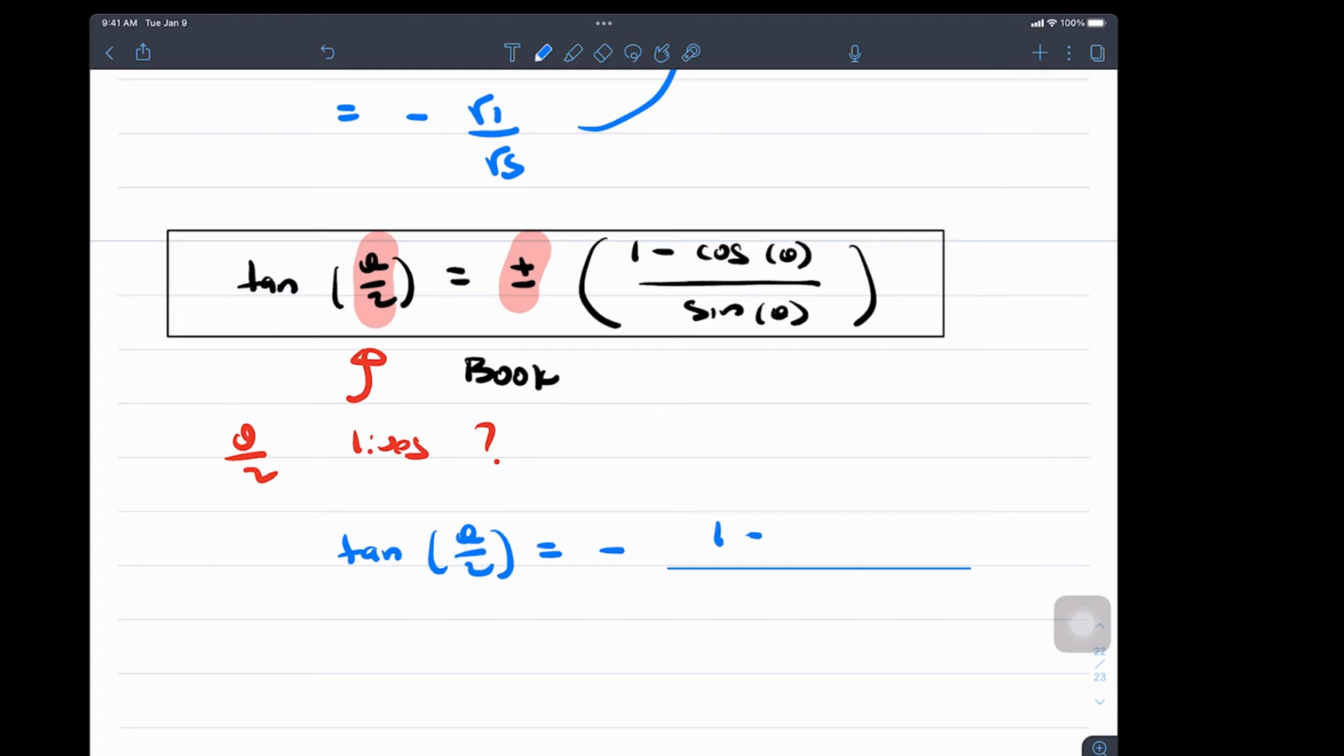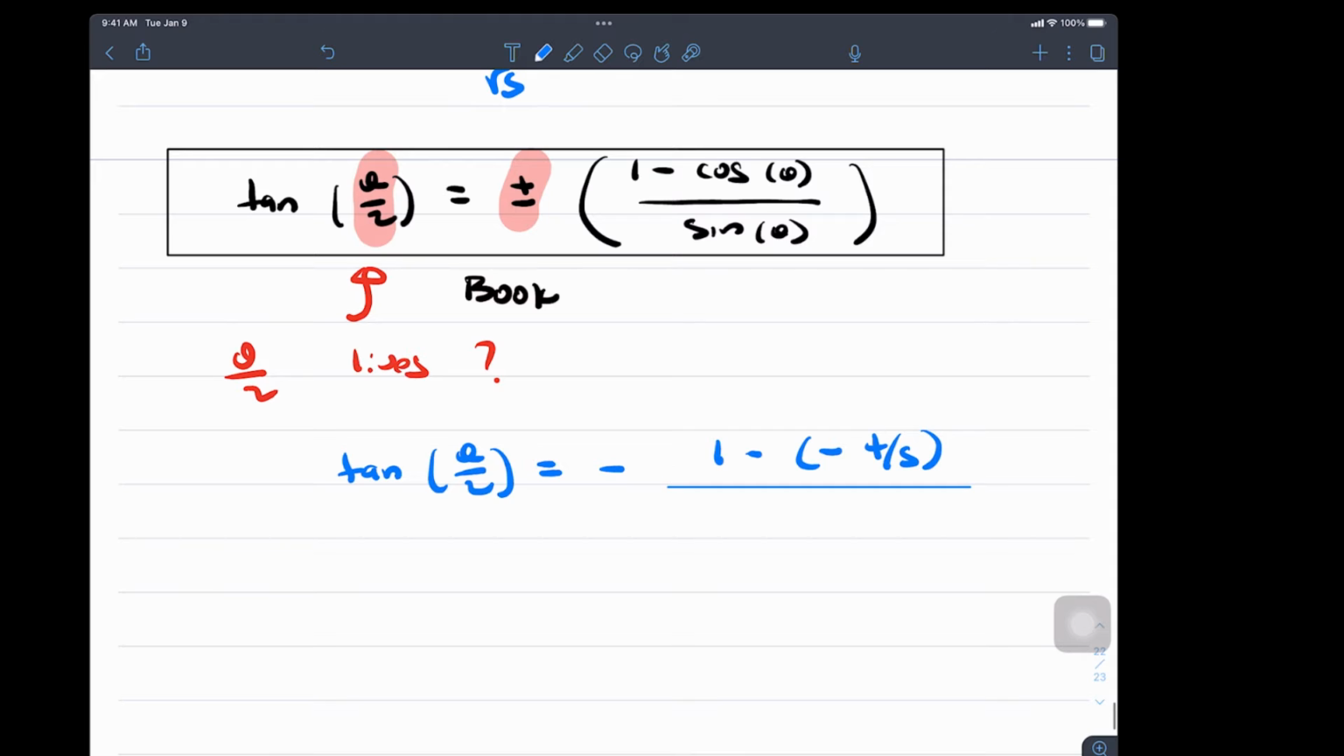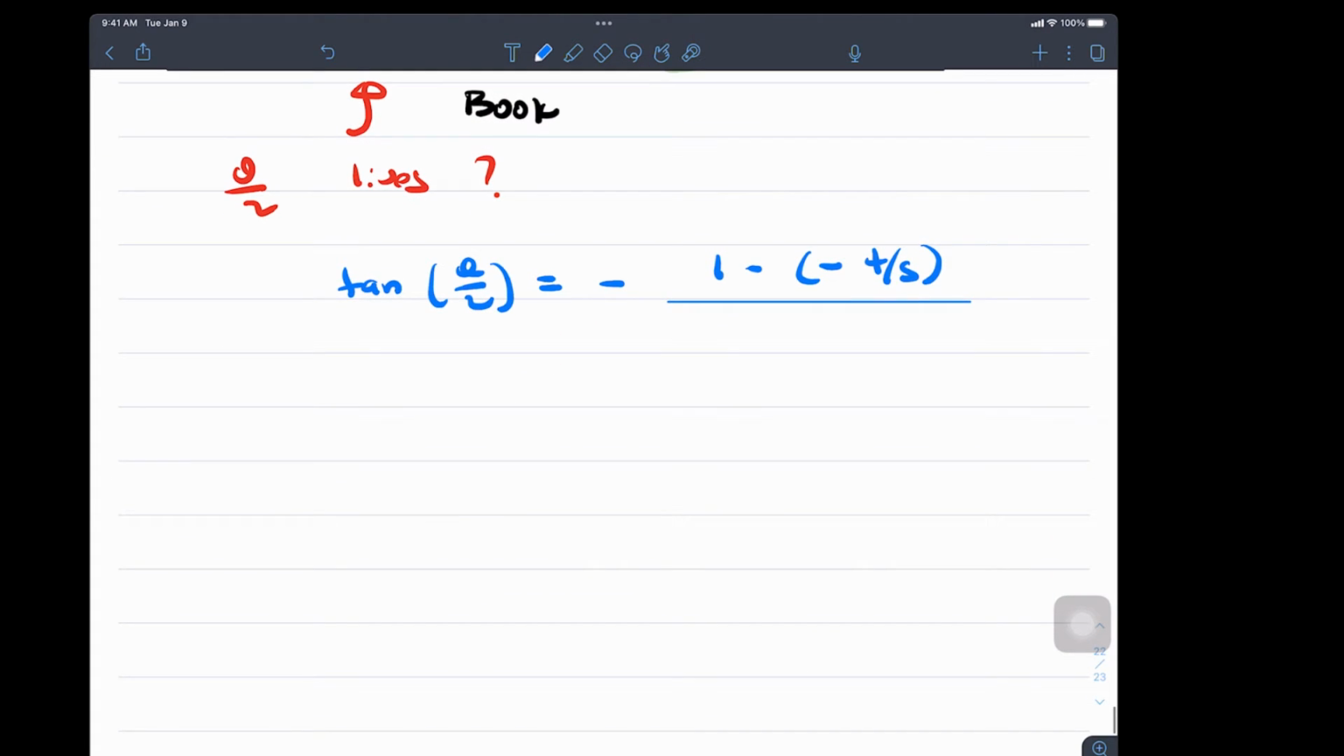And say 1 minus... Well, they told me cosine's negative 4/5. Is that true? Okay. But what do you guys need now? You go, oh my God, sine of theta. Okay, so we need sine theta. Cosine theta is negative 4/5. Theta is in what quadrant?